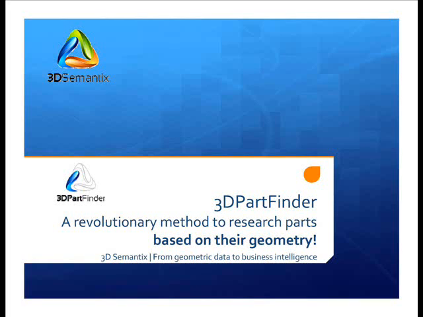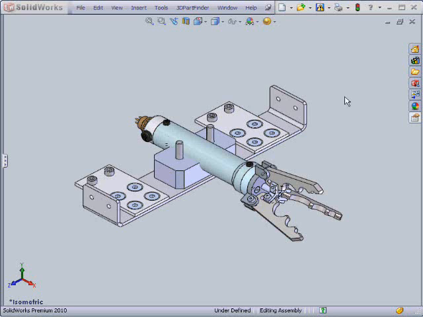3DPartFinder, a revolutionary shape search engine for parts. In this video, we will demonstrate how 3DPartFinder finds within your company's database parts which are similar in shape to a reference part. In this case, a designer has modified a manipulator so as to increase its capacity.